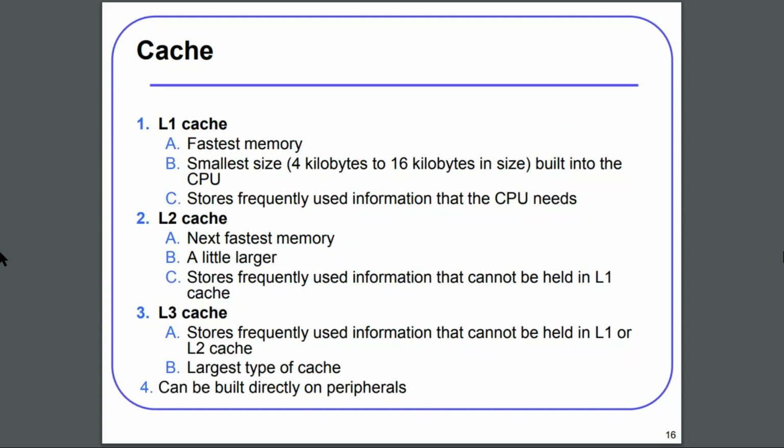In cache memory there are three types: L1 cache, L2 cache and L3 cache. L1 cache is the fastest memory and the smallest, from 4 kilobytes to 64 kilobytes in size, built into the CPU. It stores frequently used information that the CPU needs. L2 cache is the next fastest memory, a little larger, and stores frequently used information that cannot be held in L1 cache. L3 cache stores frequently used information that cannot be held in L1 or L2 cache. It is the largest type of cache memory and can be built directly on peripherals.